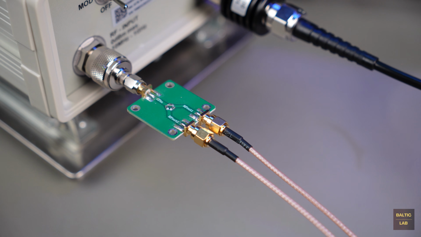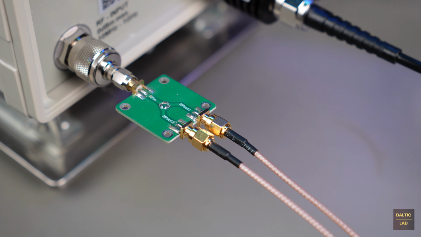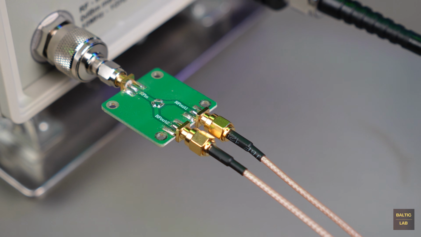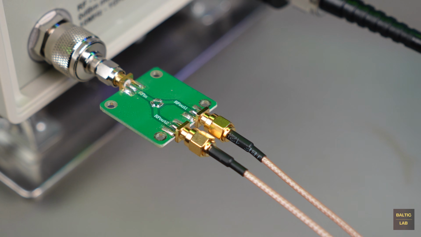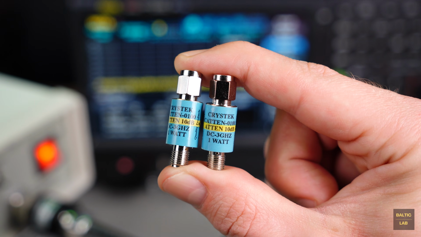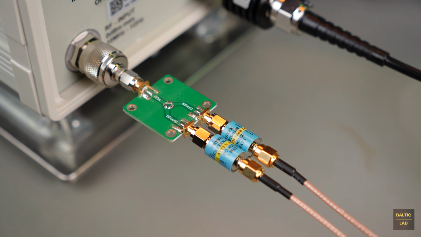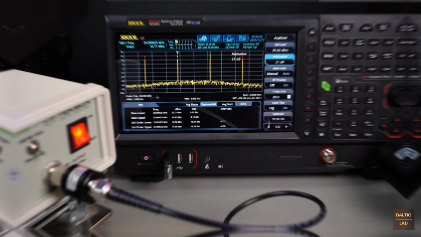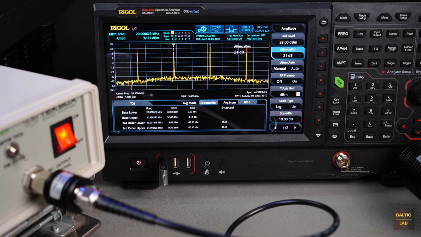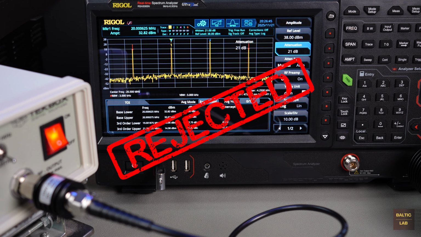The second potential source of error is insufficient isolation between the two generators. If one tone leaks into the other generator, it can generate intermodulation products at the source. To test this, two 10 dB attenuators are inserted, one at each generator output, raising port-to-port isolation by 20 dB. The generator outputs are increased by 10 dB each to maintain the desired -5 dBm output power from the splitter. After repeating the measurement, nothing changes.